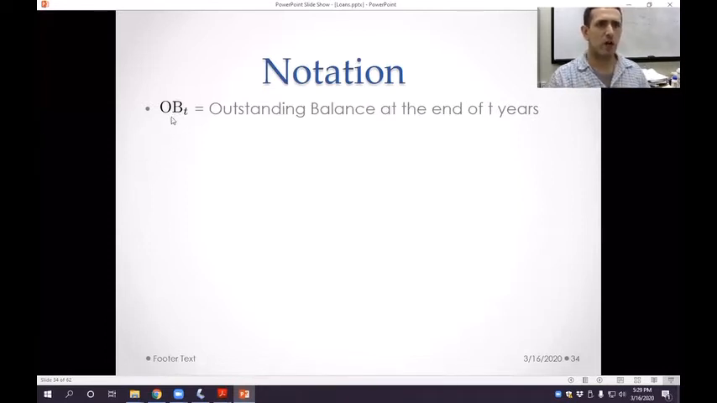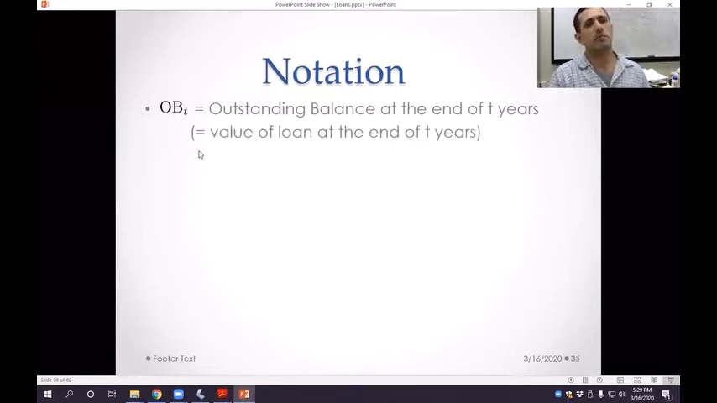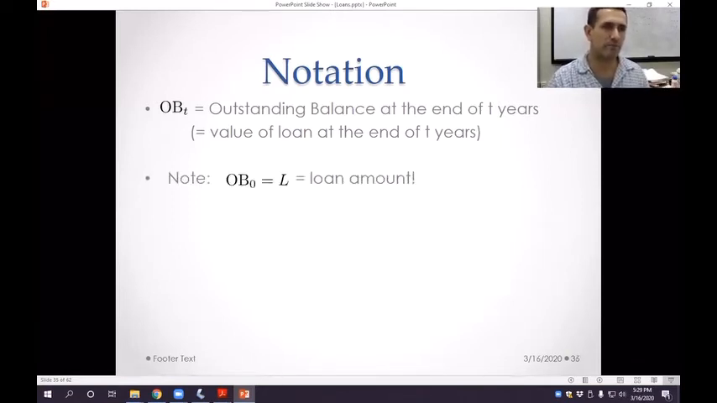All right, so OB_T is the outstanding balance at the end of T years. And again, practically, that's the value of the loan at the end of T years. That's how much you can pay at the end of T years to get rid of your debt. And OB_0 is the loan amount. It is how much the loan is worth at the beginning of the loan, and that's what we call L. That's how much you take out.